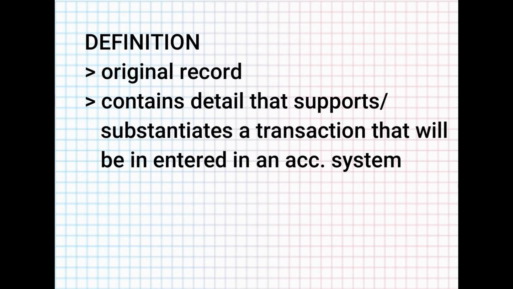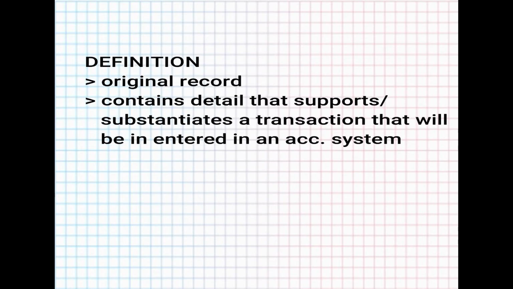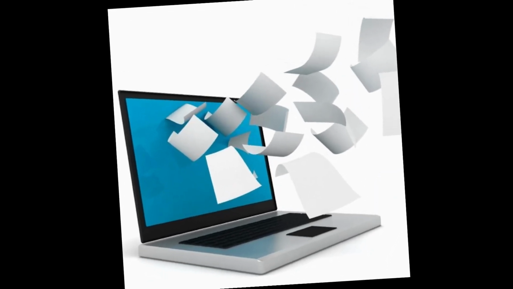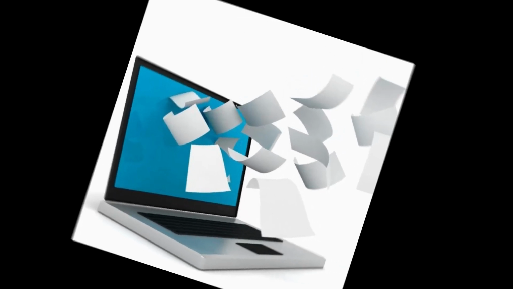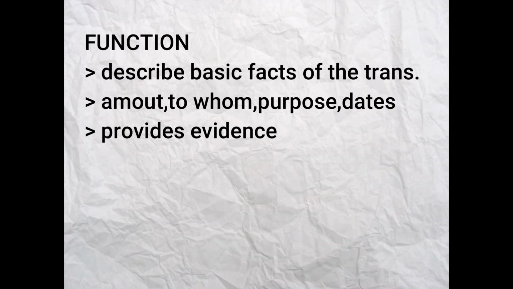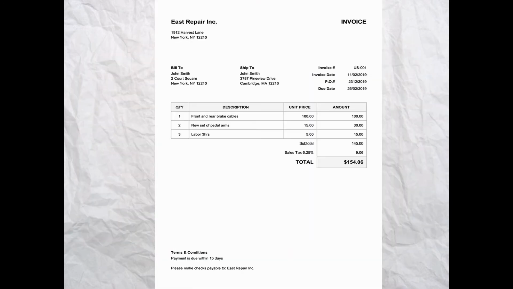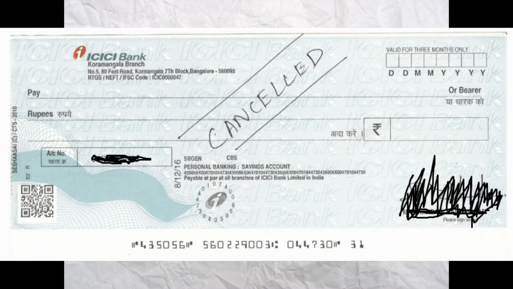The definition of source document is an original record which contains the detail that supports and substantiates a transaction that will be entered in an accounting system. In the past, source documents were printed on paper. Today, the source documents may be an electronic record. The function of the source document is to describe the basic facts of the transaction, such as the amount of the transaction, to whom the transaction was made, the purpose of the transaction, and the transaction date, and it provides evidence. Examples of source documents are cash receipt, invoice sent or received, and cancelled check.